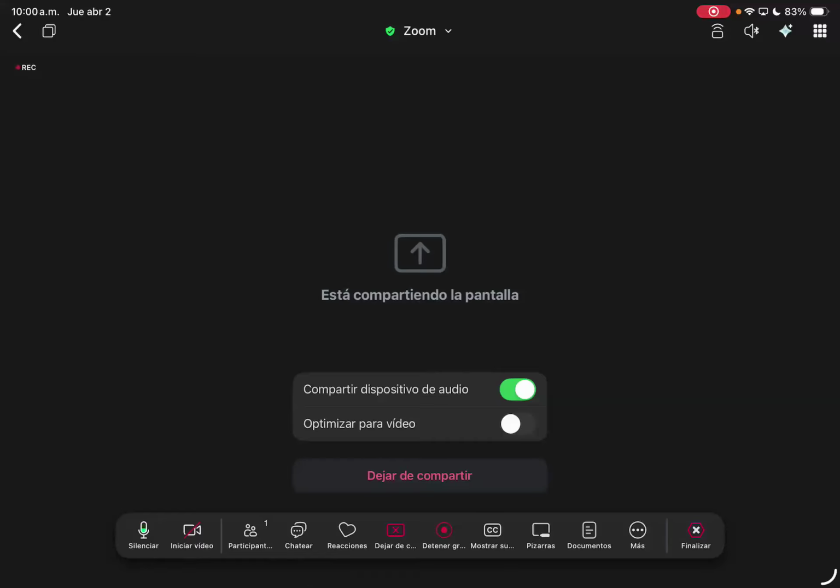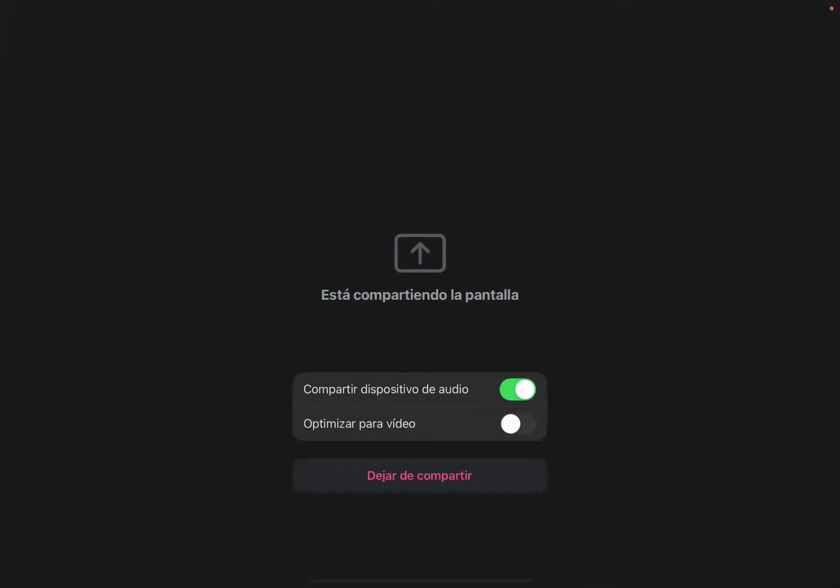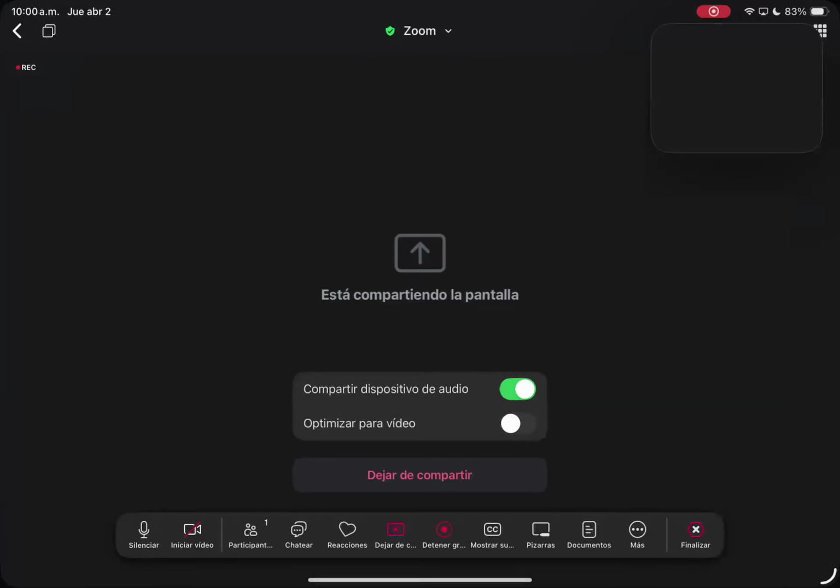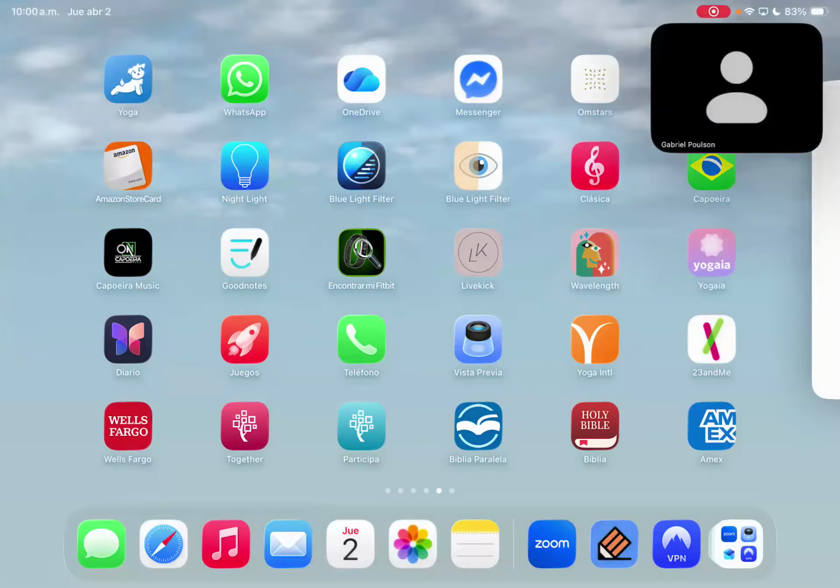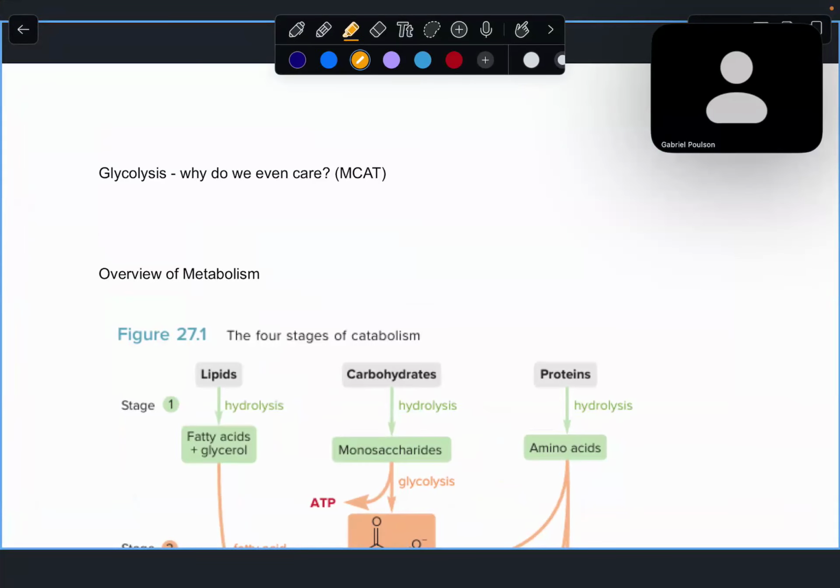So today we're just going to go over some glycolysis. Whoops, Notability. Before we dive into specific practice problems, we need to look at the whole stage of where we're at.